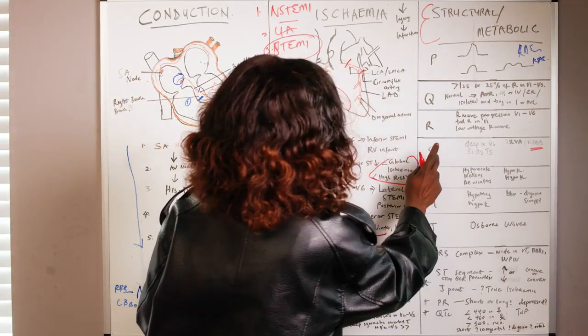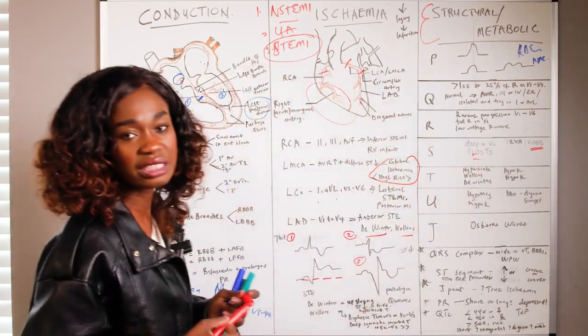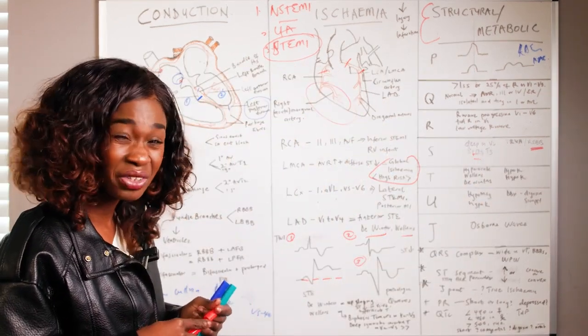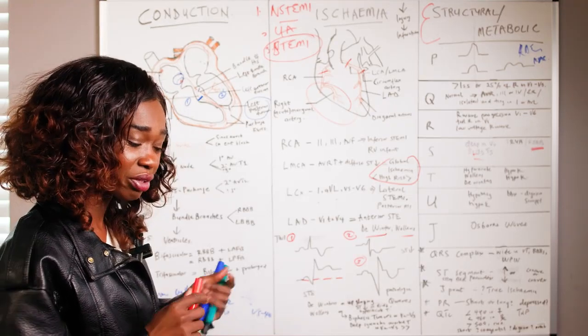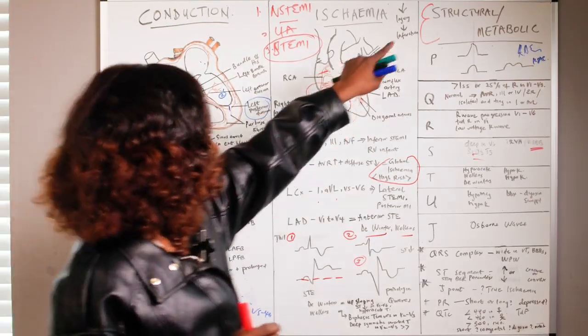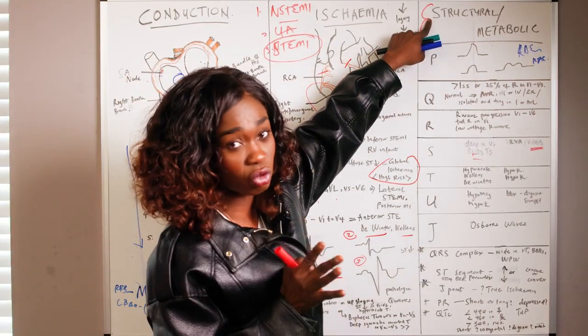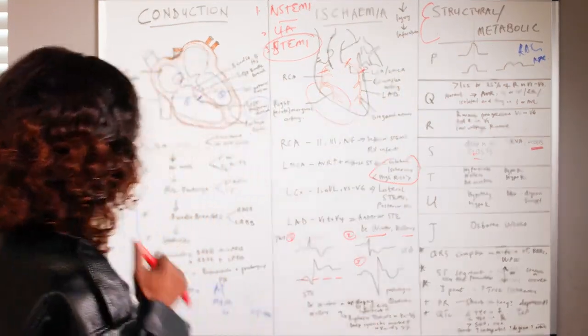Now, we also know about the popular S1Q3T3. People say this is pathognomonic for pulmonary embolism, but not necessarily so. It's very unspecific. I've seen a lot of people with S1Q3T3 in TCA toxicity and all sorts of conditions, and that is why this heading is not just for structural, it's for structural and metabolic. We're getting to the metabolic part soon as well.